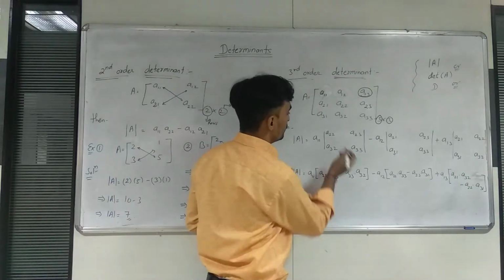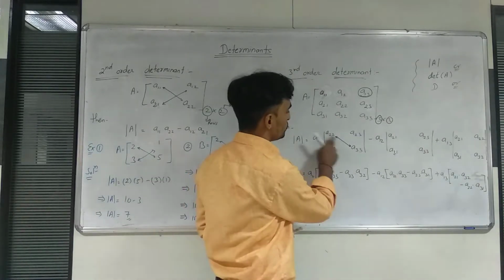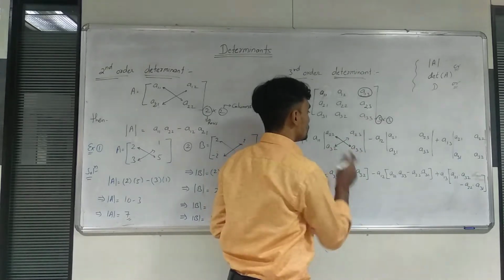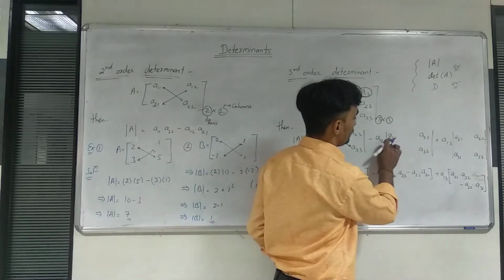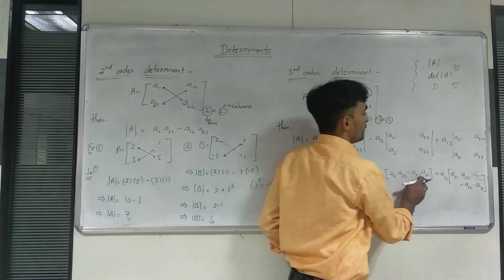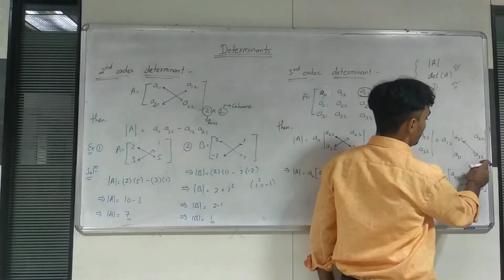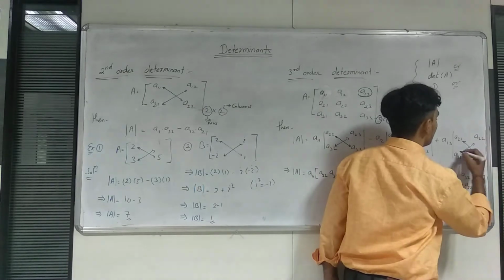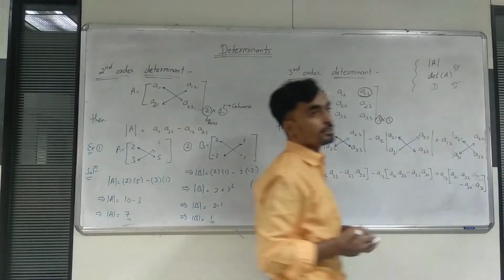Now the next step. A11 into A22 into A33 minus A32 into A23, as we solved for 2 cross 2. Minus A12 into, again the same process, A21 into A33 minus A23 into A31. Plus A13 into A21 into A32 minus A22 into A31. This way you can solve a 3 cross 3 determinant.